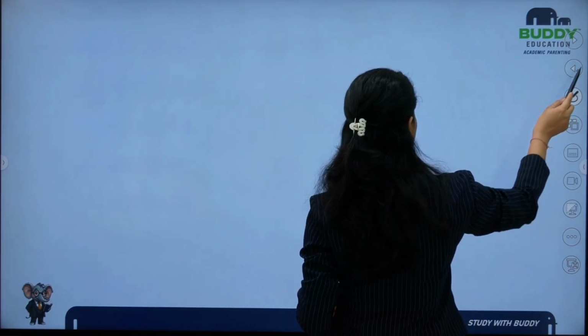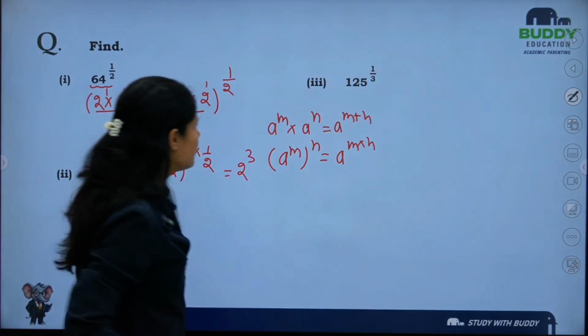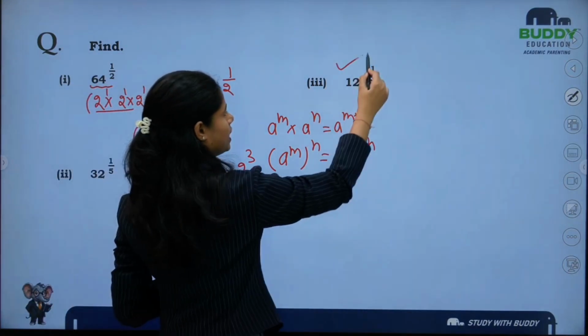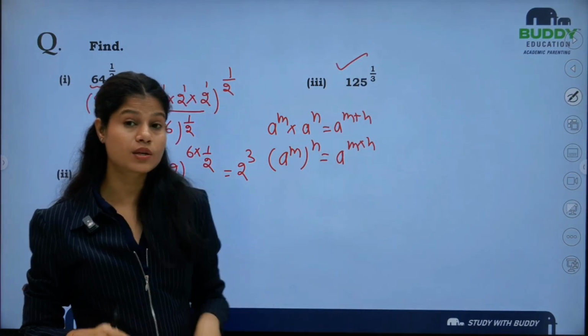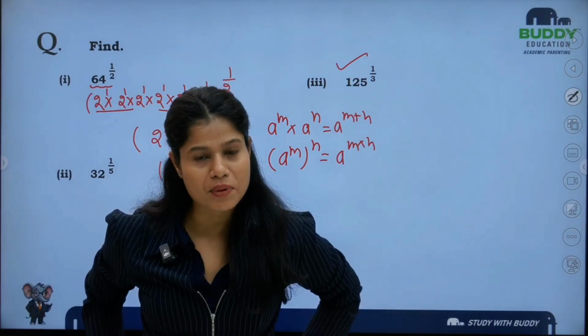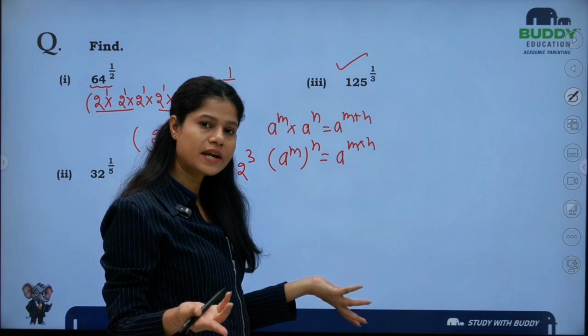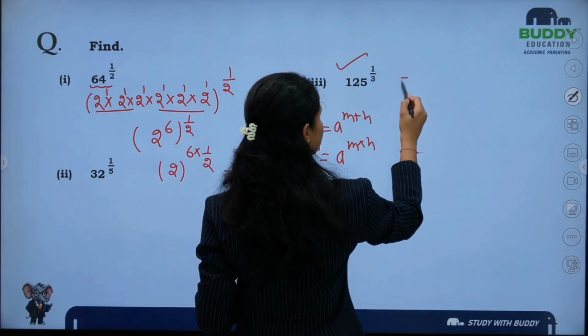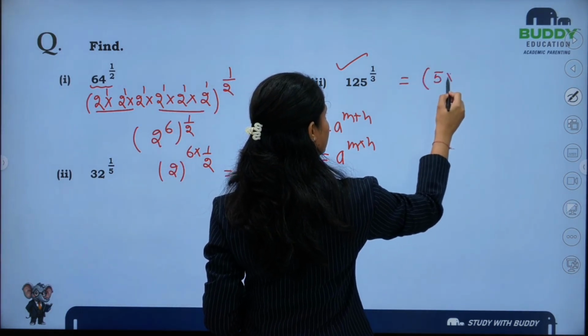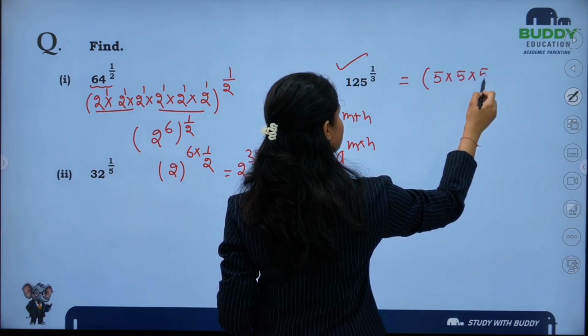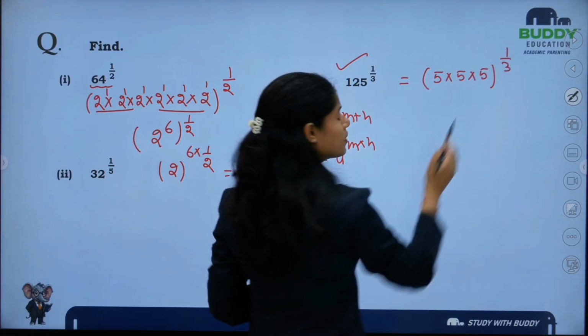Okay, there are 3 parts of this question. Let's do this part. Again you have to ask whether the base is prime or not. The base is not prime, so let's try to make it prime. When you find the prime factors of this, you are going to get 5 into 5 into 5, raised to the power 1 by 3.